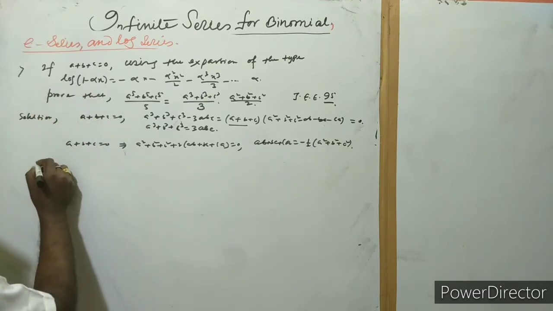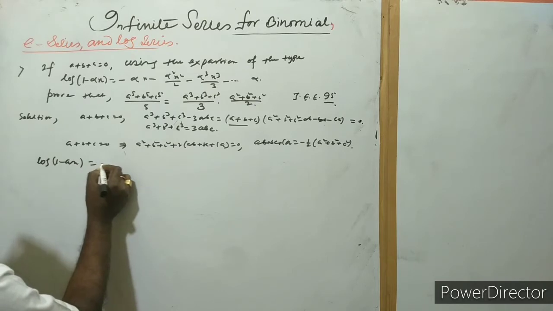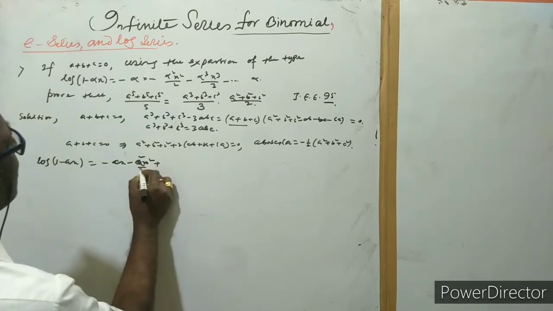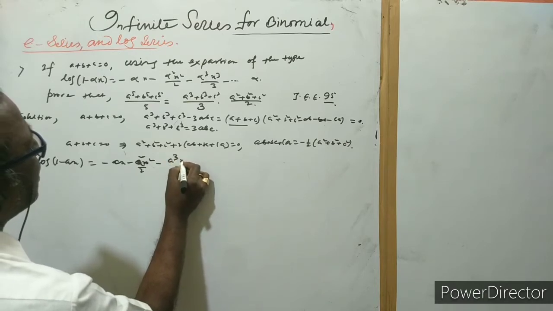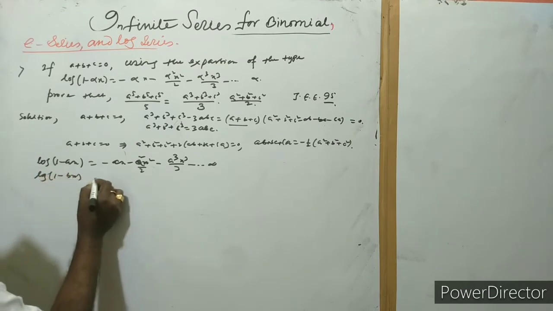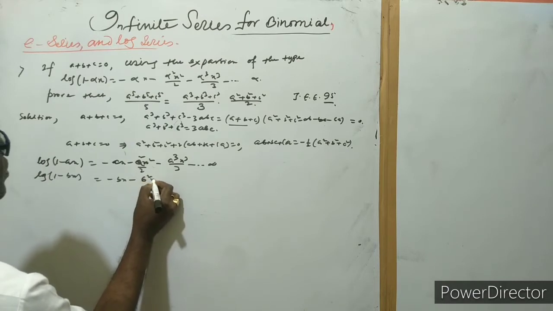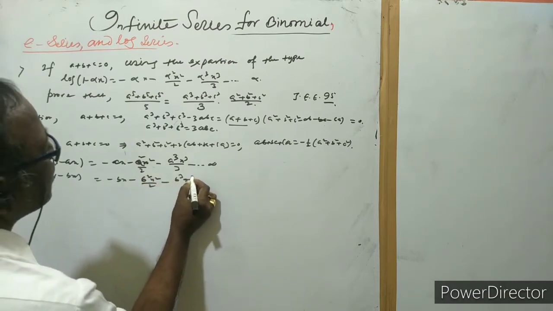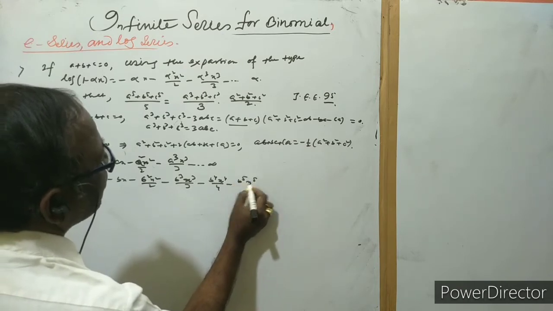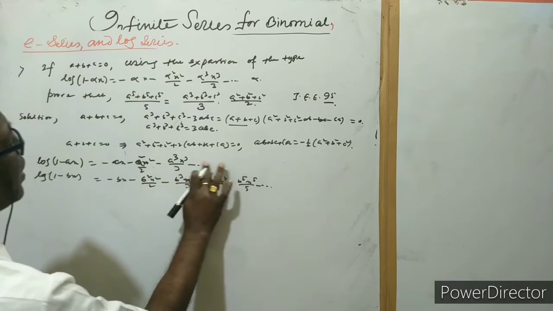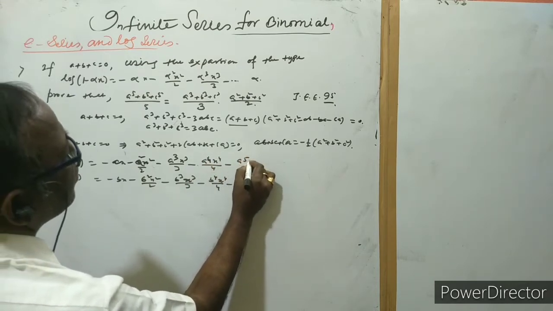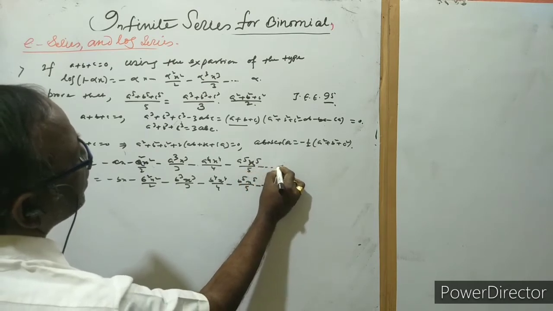So we can write here the formula of log of 1 minus ax is here minus ax minus a square x square by 2, and this is minus a cube x cube by 3. Okay, like that, and again log of 1 minus bx is minus bx minus b square x square by 2 minus b cube x cube by 3 minus b to the 4 x to the 4 by 4 minus b to the 5 x to the 5 by 5. Okay, same as like that. Also you can write here a to the power 4 x to the power 4 by 4, a to the power 5 x to the power 5 by 5, and then infinity.